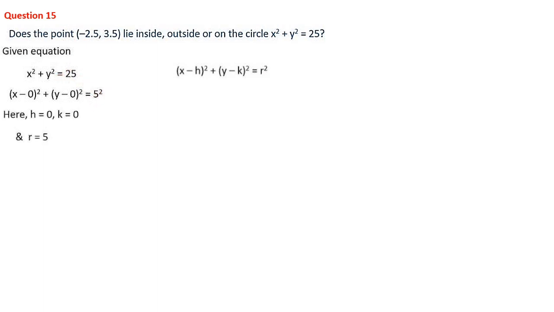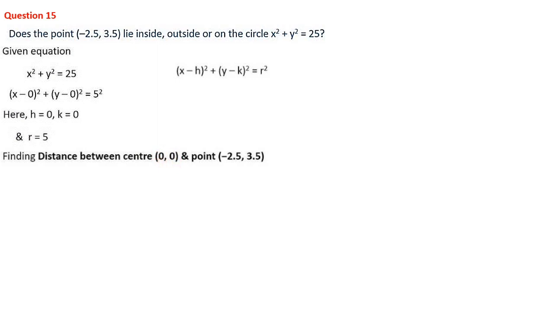Now here this is h, this is k, the center. h is 0, k is also 0, and the radius we know is 5. Now we know that the radius of the circle is 5. So we are going to find the distance between the center (0, 0) and the point (-2.5, 3.5).